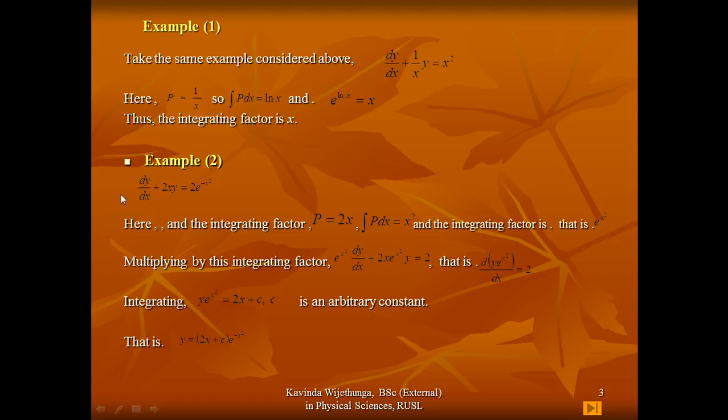If we consider this part, we found P equals 2x, and then the integrating factor, the integral of P dx, equals x². Then we multiply both sides by the integrating factor, and we can take the answer as y equals (2x + c) times e^(-x²).